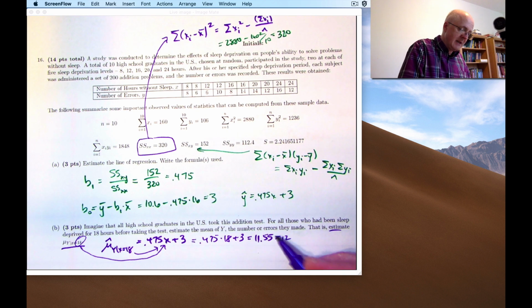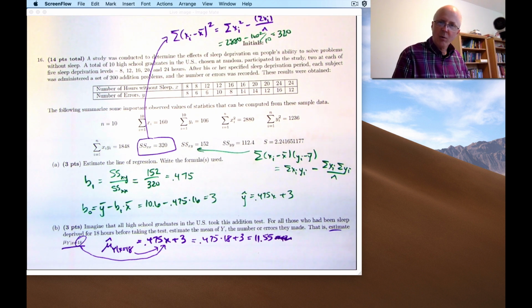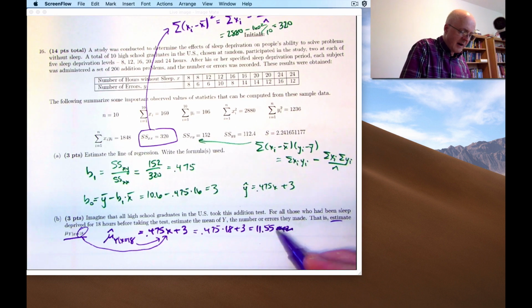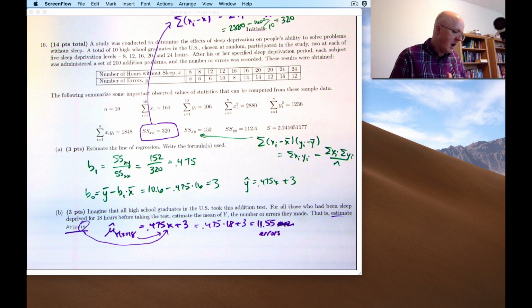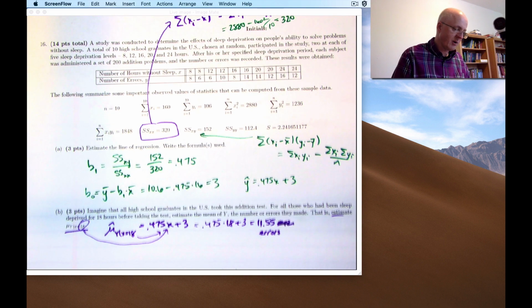And actually, since it is a mean, we don't really have to do the rounding. If we were trying to do a y hat, then it would be better to do the rounding. But means don't have to be a possible value. They don't have to be a whole number in this case. So 11.55 units would be errors. So for all people in the population whose sleep deprivation is 18 hours, we would predict, on average, 11.55 errors.